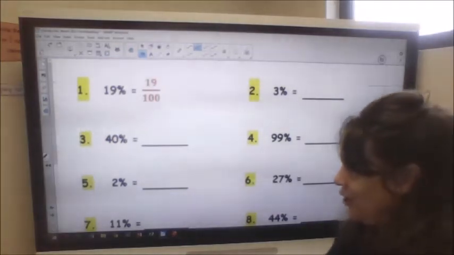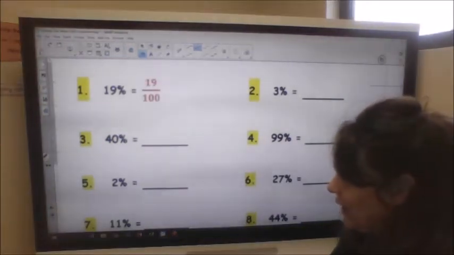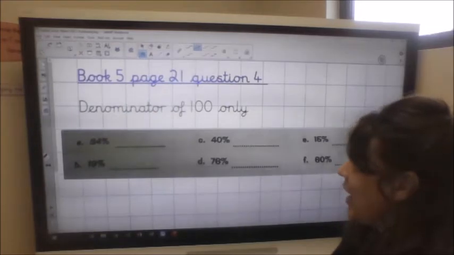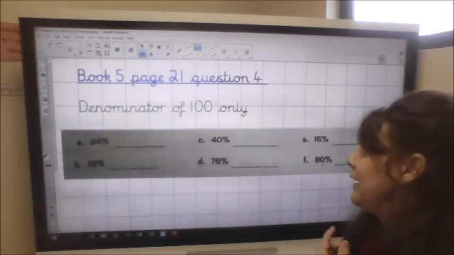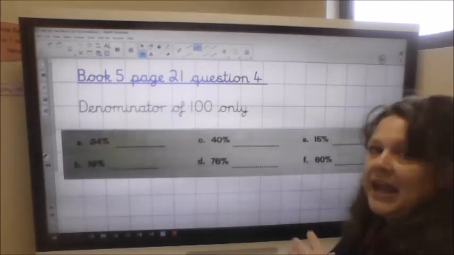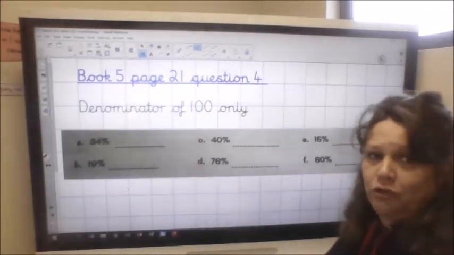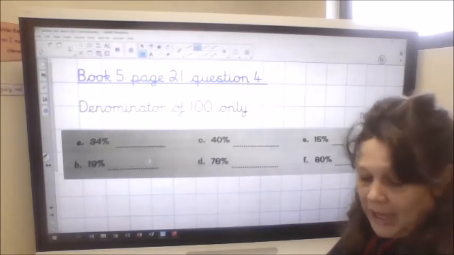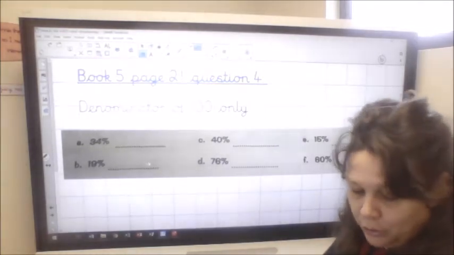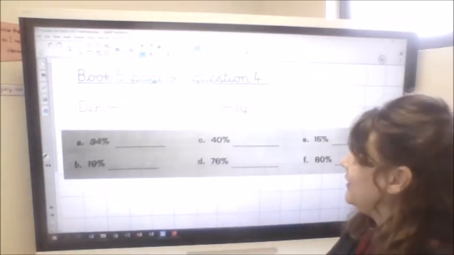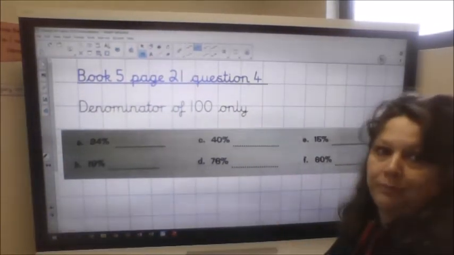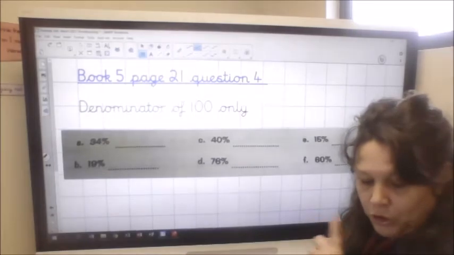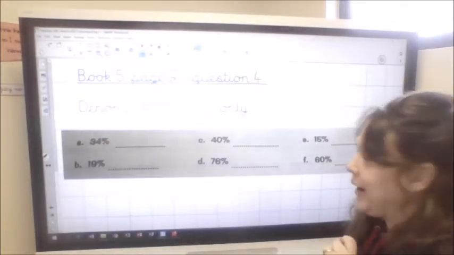Right, year six. Hopefully loads and loads of right answers, and I'm looking forward to seeing how you get on. So, the next bit is following on from what we've just been doing. You're going to look at your book 5, and it is page 21, question 4. And that's the only question I want you to do on that page. All right.